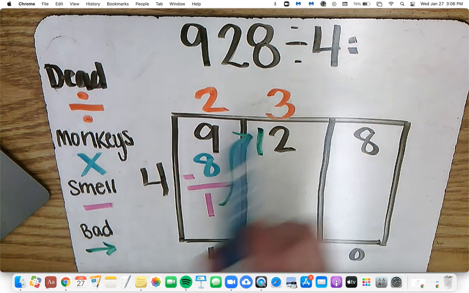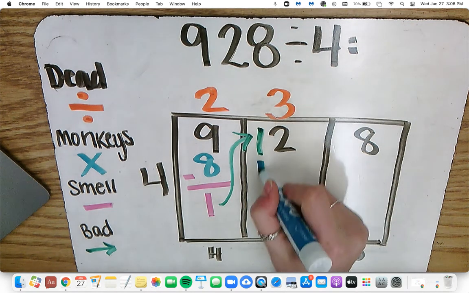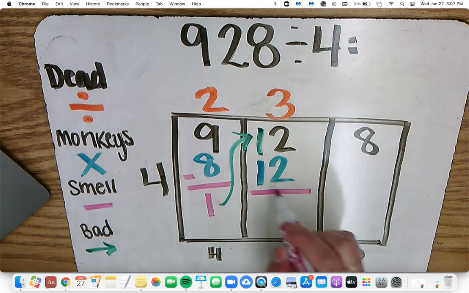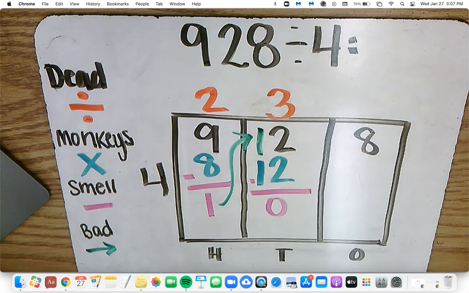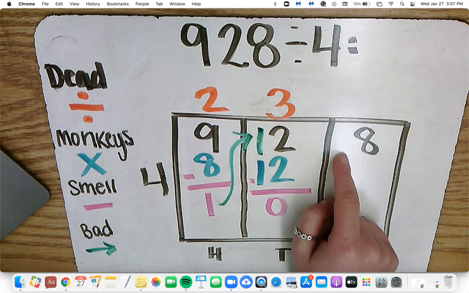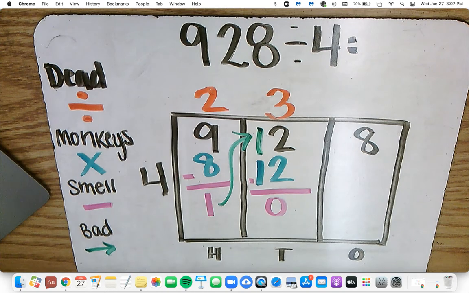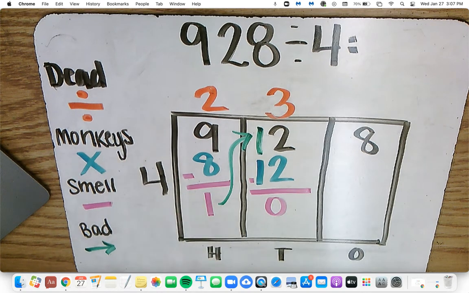Multiply. 3 times 4 makes 12. Let's subtract. Nothing. We have no tens to move over to the ones place. So I don't need to rewrite this 0. I'll just know that I have no more tens to bring over. Back to the top. 8 divided by 4.